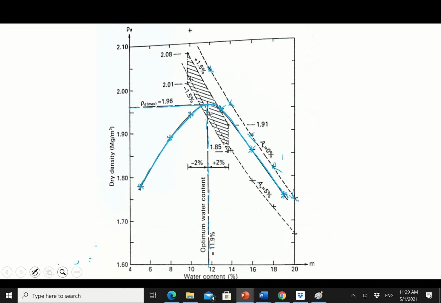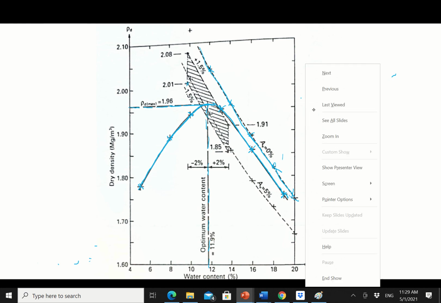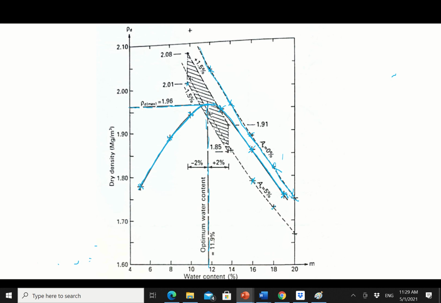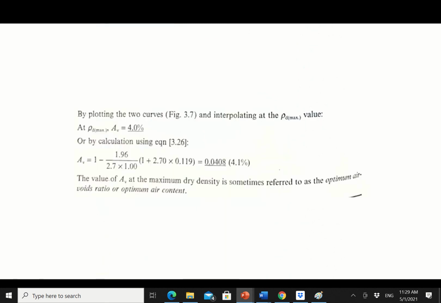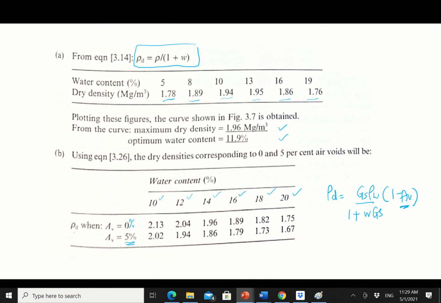We use that to plot for 0% air void. Then from the data table, you have these points for 5% air void, and you connect the dots, so that one is the 5% air void content. Basically, plotting the 0% and 5% air void content, you already did that in example tutorial 2. So plot that one.